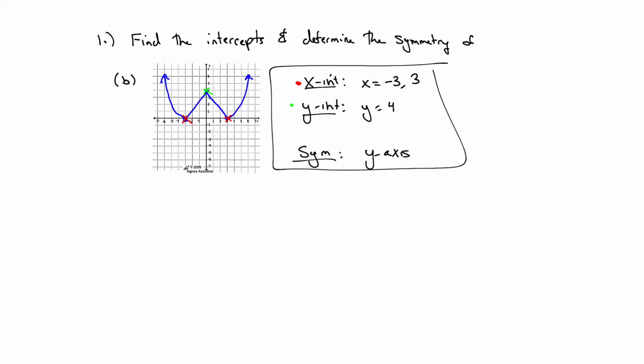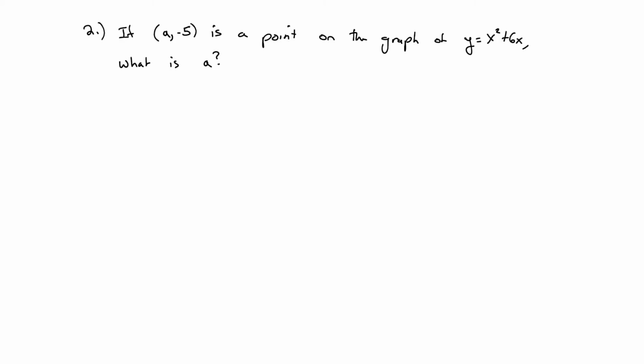So that one was pretty nice. Now we'll move on to this one. If a comma negative 5 is a point on the graph of y equals x squared plus 6x, what is a? Now that's a really, really fun conceptual problem. So we have to remind ourselves what it means to be a point on the graph. It means that this point satisfies the equation.